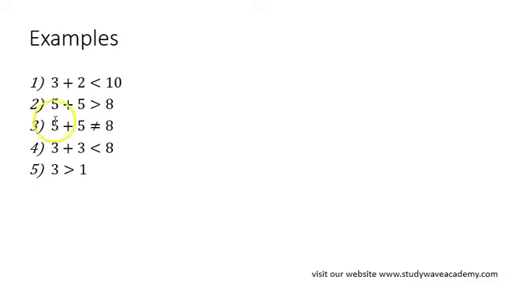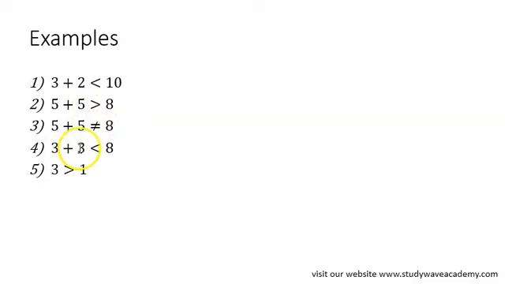We'll go again. We have here 3 plus 2 is less than 10. This is the less than sign, so we say 3 plus 2 is less than 10. And if we add 3 plus 2, it will give us 5. So it's definitely less than 10, right? Here we have 5 plus 5 is greater than 8 because 10 is greater than 8. The symbol here is greater than. 5 plus 5 is not equal to 8, which is correct.